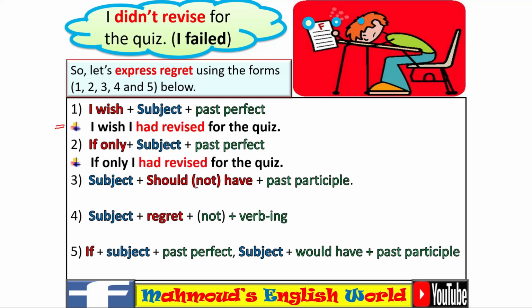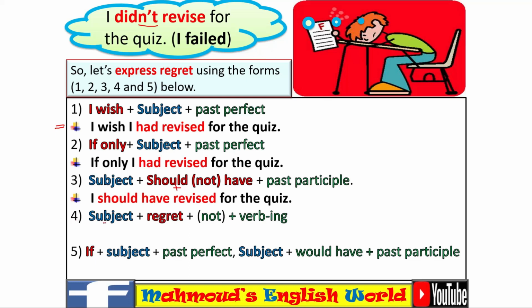What about should have and the past participle? Are we going to say here shouldn't have or should have? Great, we're going to say should have because didn't is negative. So should be affirmative. We're going to say I should have revised for the quiz.